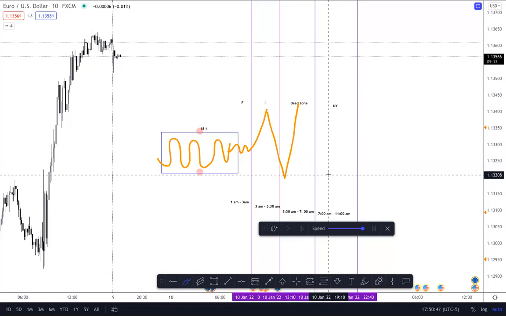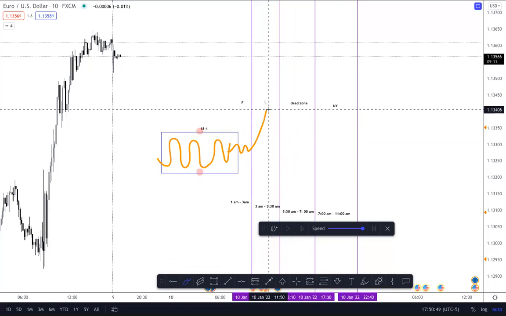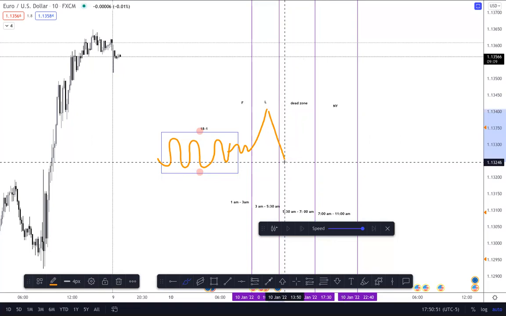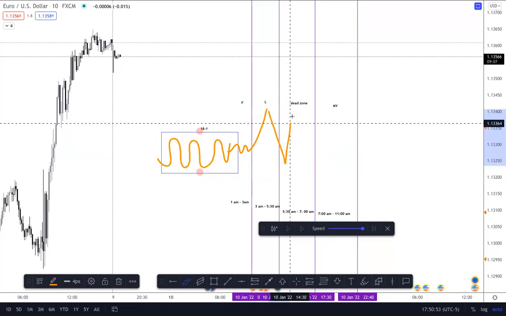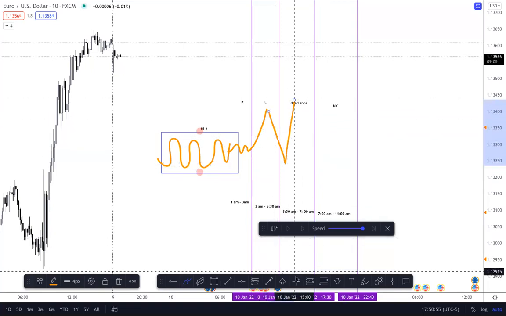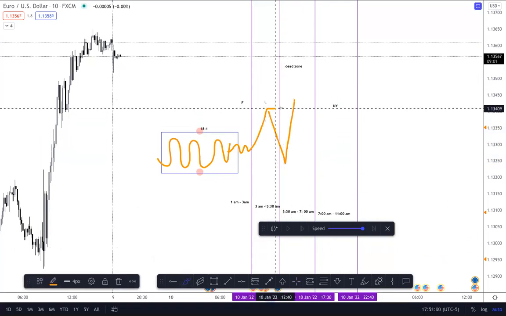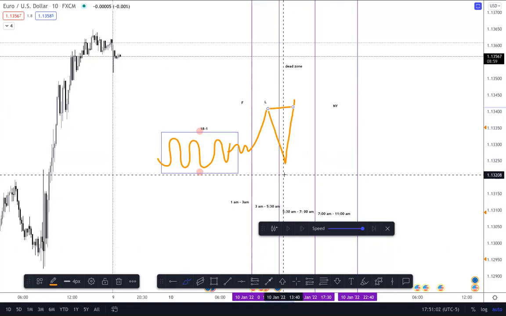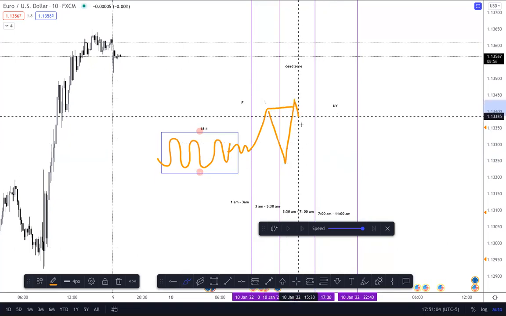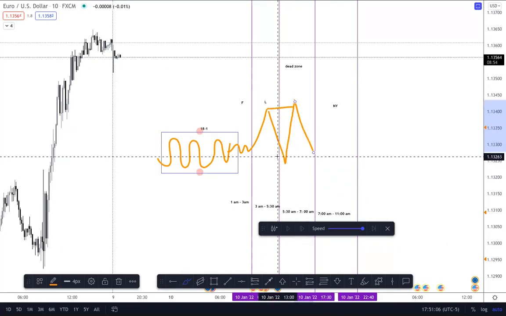Well, for this to be true, I need to change up one thing. London cannot take out the Asian lows yet, but the dead zone can take out the London highs, right? It would look a little bit more like that to be accurate. So here, the dead zone's taking out London highs. We come right back in.